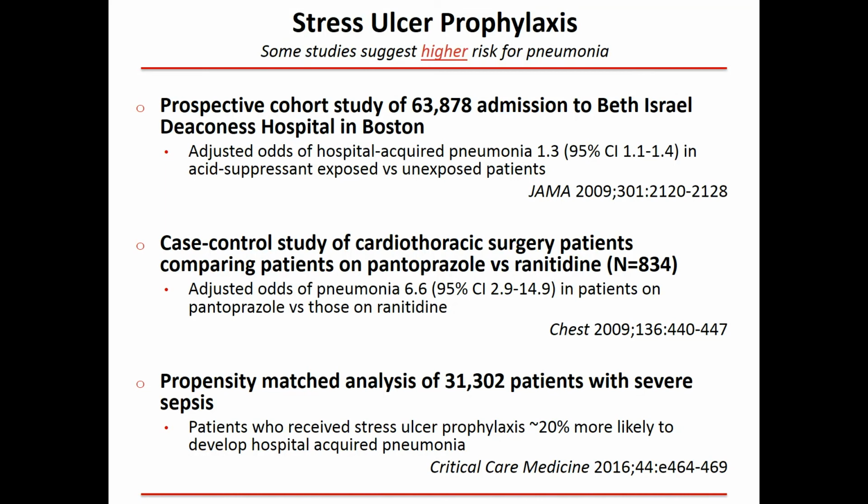A similar finding in a case control study of cardiothoracic surgery patients treated with pantoprazole versus ranitidine. Those who got pantoprazole were more likely to get hospital-acquired pneumonia than those on ranitidine. And more recently, a nice propensity match analysis of 31,000 patients with severe sepsis found that patients who received stress ulcer prophylaxis were about 20% more likely to develop hospital-acquired pneumonia. So this bundle component really seems to be associated with harm.